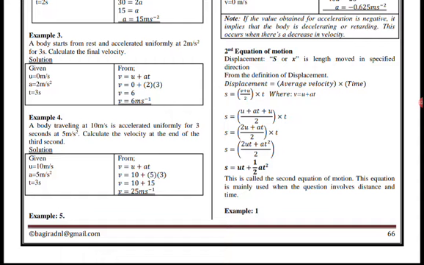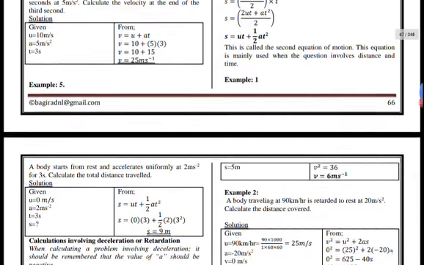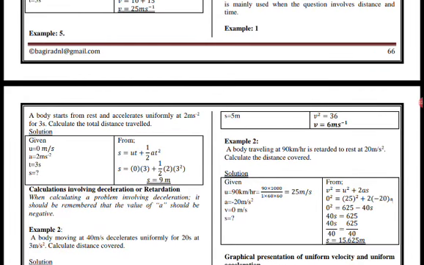2ut divided by 2 plus at squared divided by 2, which results to S equals ut plus a half at squared. This is the second equation of motion. This equation is mainly used when the equation involves distance and time. So let's look at an example.